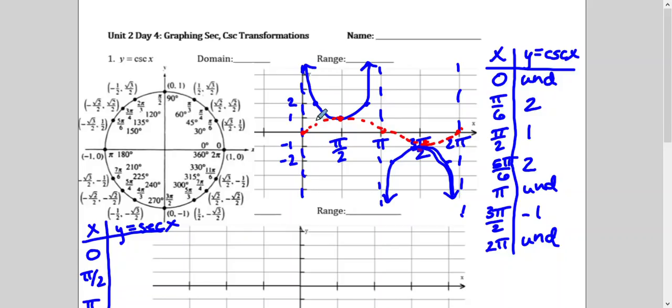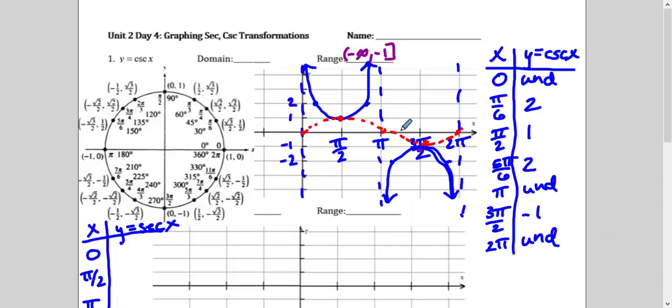You can just draw your helper function. Helper function for cosecant is sine, and then flip your curves. The domain is tricky, so I'm going to do that one second. We're going to do the range. So the range starts down here, pointing down to negative infinity, and it goes up to this value here, y is negative 1, and then there's a break.